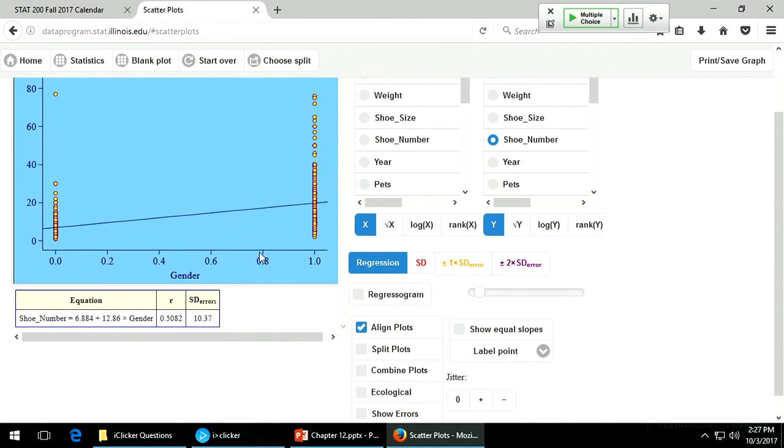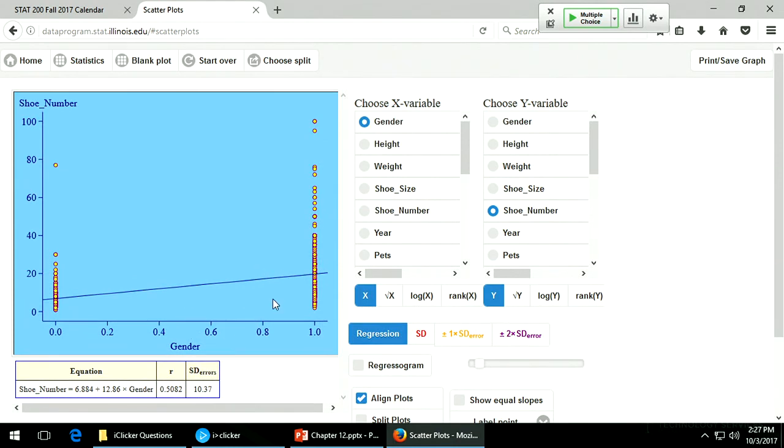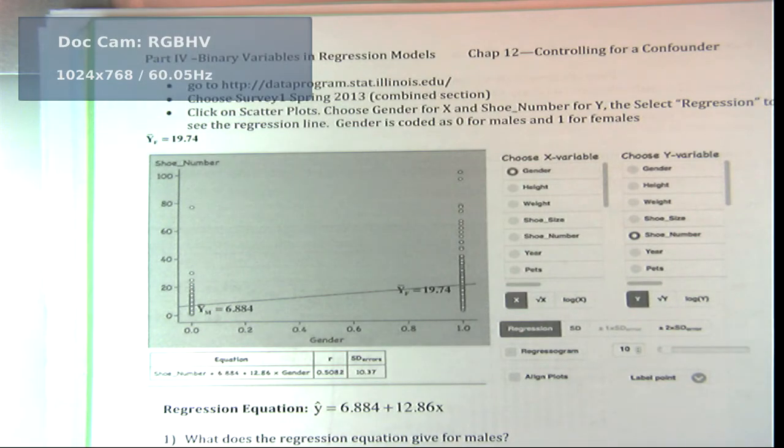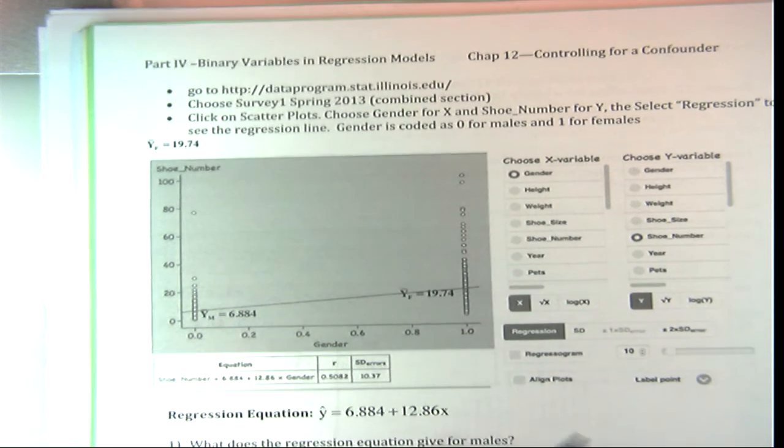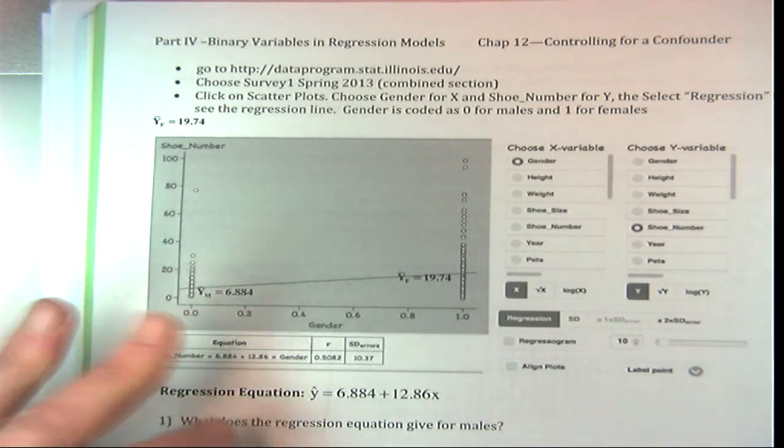All right. Now what do you think would happen if I switch the coding? It's arbitrary. What if I coded females as 0 and males as 1? How would that change? Let's think about it. That's one of the questions I ask in our notebook. So let's go back to our notebook and look at this. Okay, so here's our equation right here.